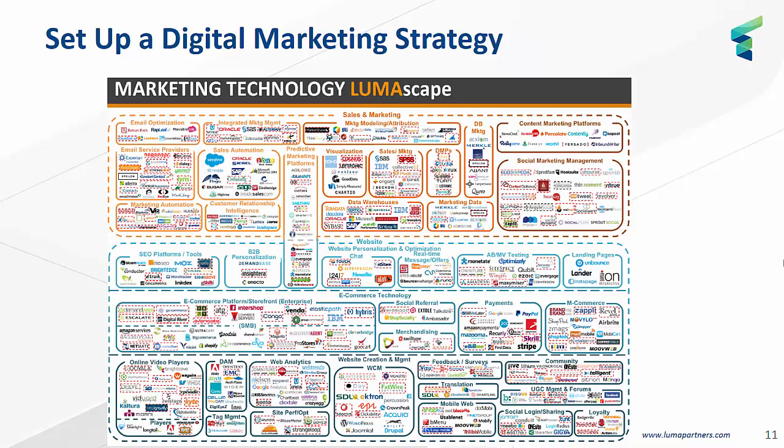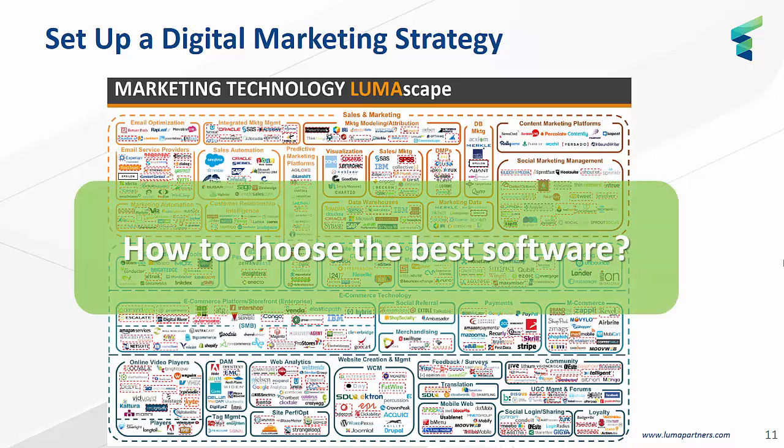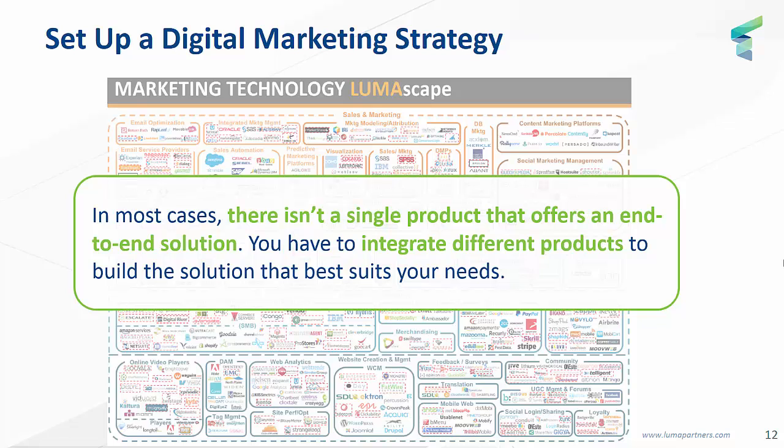The first step towards the implementation of a digital marketing platform is to choose a software platform. In this picture, we can see all of the products available in the marketing technology sector. Given the large number of products available, a question arises: how do I choose the best software? The first consideration is that, in most cases, we can't find a single product that offers an end-to-end solution for digital marketing. And this is even more true for enterprises and large enterprise companies.